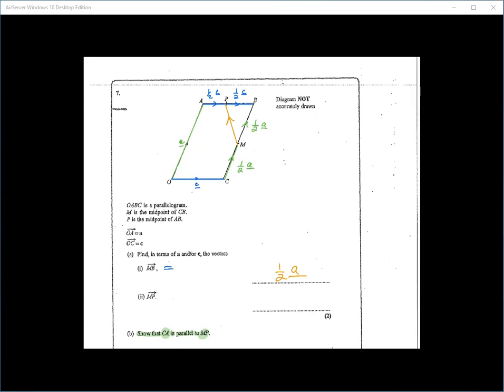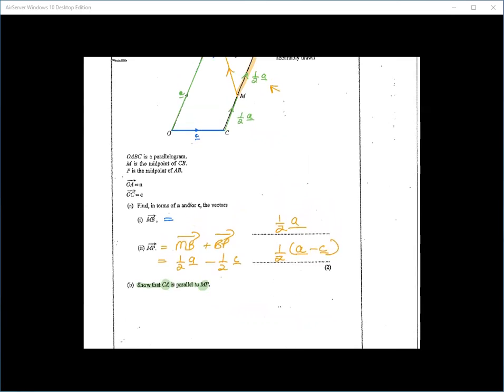So we have to go in that way. Sometimes you can't avoid going in a direction that involves reversing them. Oh no, yeah, it's minus. Just say M to P is equal to M to B, and then add B to P. So M to B will be the first one, which is positive half A, and then we're going to go backwards, take away, minus half C. And we could actually factorize that to make it a little bit neater. Half A minus C. Done.